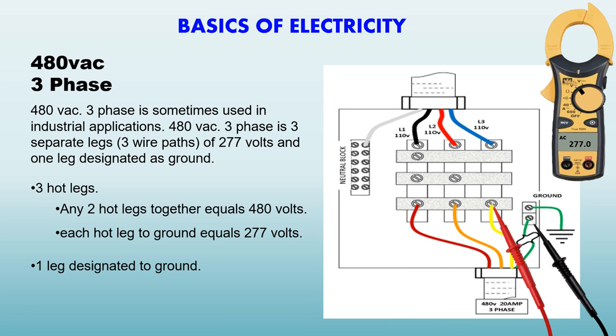Next, we move 1 meter lead to ground, and we test each individual leg. In 480 volts three-phase, each leg to ground should equal 277 volts. This completes the testing of three-phase.